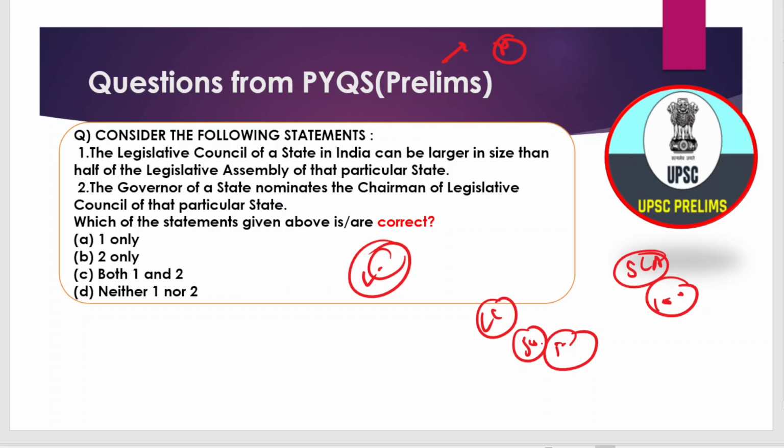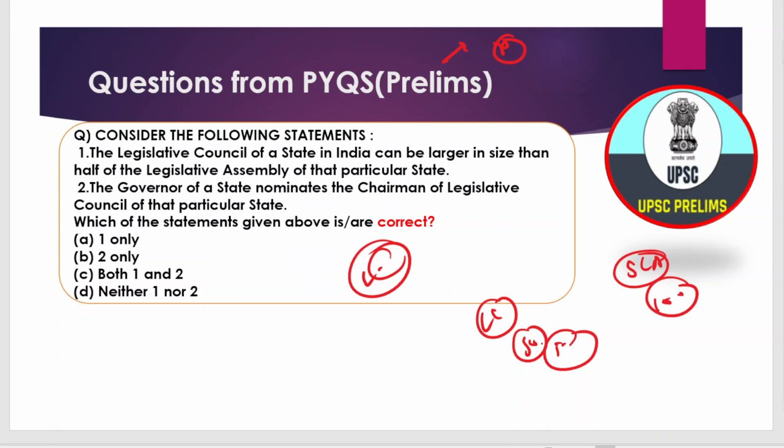But I try to explain the statement, because if you do not understand the statement, there will be confusion. So what should be the maximum strength of the legislative council? Statement 1 is asking you. So try to find the answer.